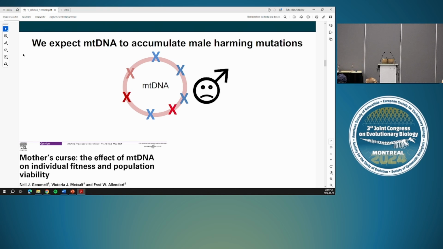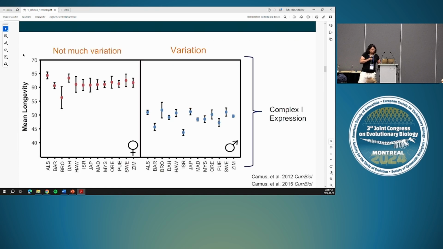In 2004, I believe, Neil Gemmell and colleagues wrote this really nice review, coining this process. He gave it the flashy name of Mother's Curse. And the story behind it is that mothers are cursing their sons with bad mitochondria, or mitochondria that has accumulated a lot of mutations.